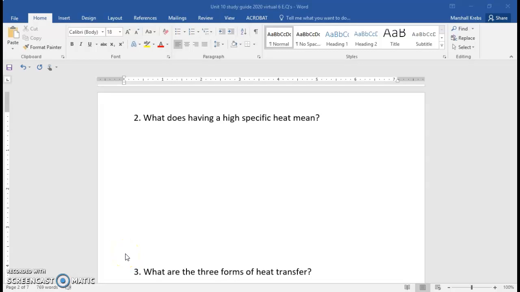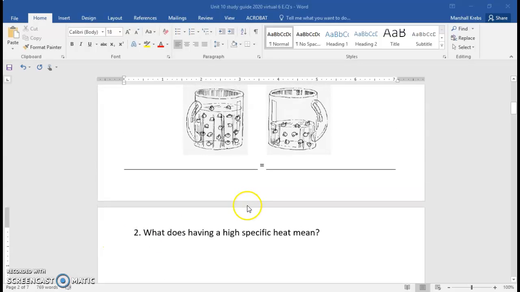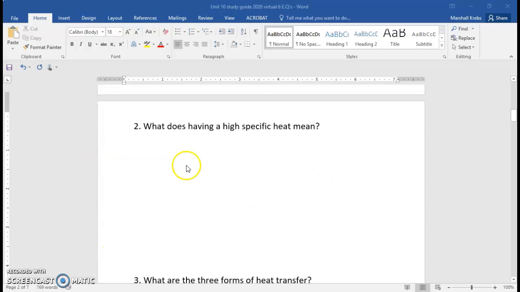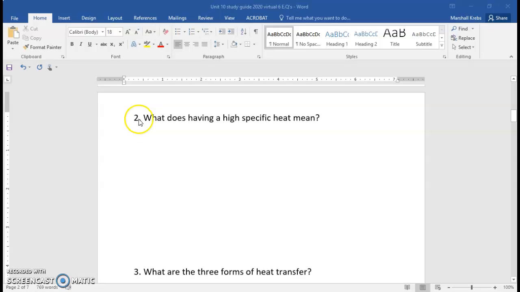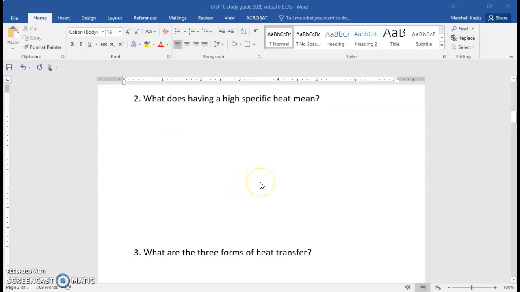Oh, welcome class. Today we're going to be working on essential question number 3, and that is, what does having a high specific heat mean? That says 2, but really that should be 3. In any case, let's talk about specific heat.